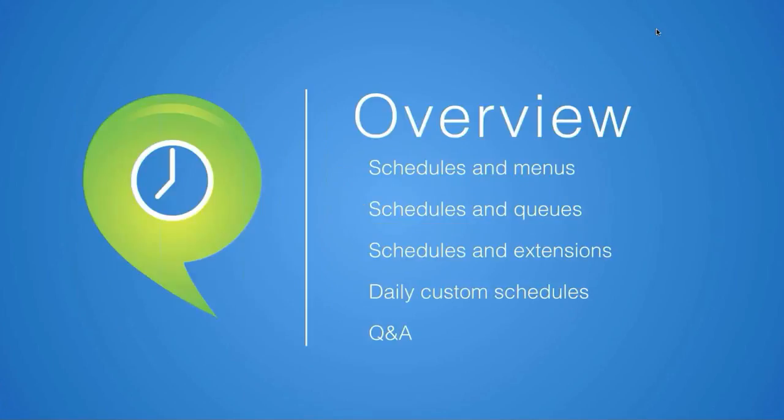Just to give you an overview of what we'll be covering in this advanced setup, I'm basically going to go through a bunch of scenarios that I've created that I think would be applicable to your setup. The first one is adding a set of schedules with a multiple set of menus. The next is adding queues with schedules. Then we'll dive into extension-specific scheduling. And lastly, I'm going to show you how to set daily custom schedules that you can set for forwarding to multiple people throughout a specific hour of the day. And of course, we'll have a nice Q&A to wrap things up.